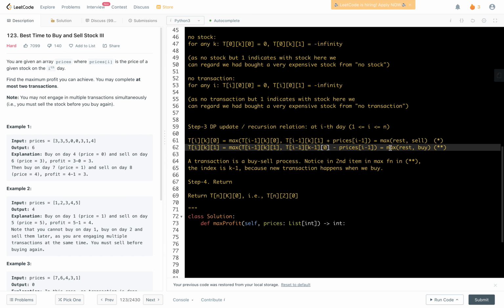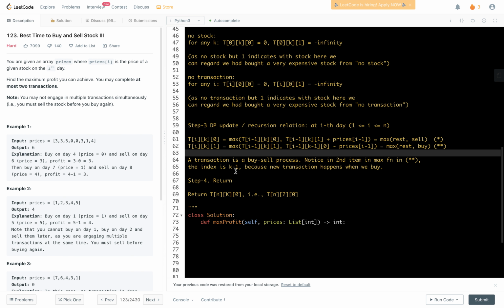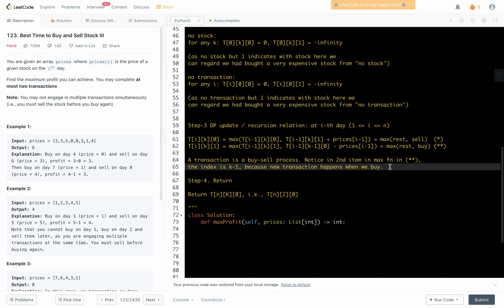Roughly it's the max of two operations: either we rest at day I, or we do not have a stock on the previous day and we choose to buy on this day. These are the two equations. Here it explains again why we choose k-1 in the second equation, double star. The reason is that a transaction is a buy-sell process. Notice that in the second item in the max function in double star, the index is k-1 because a new transaction happens when we buy. We have actually explained that, so this is an emphasis.